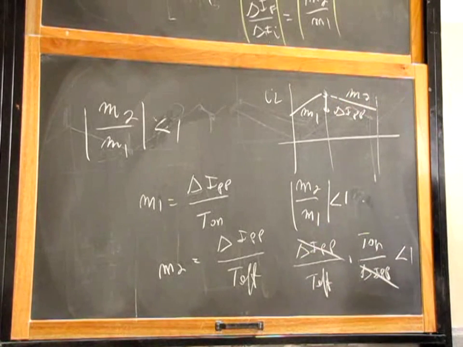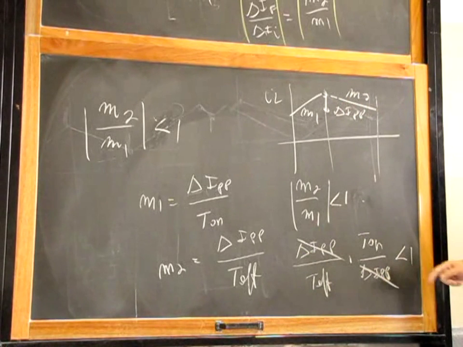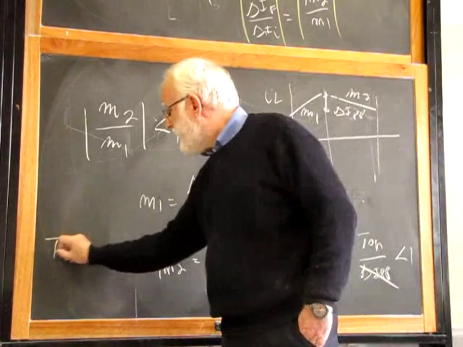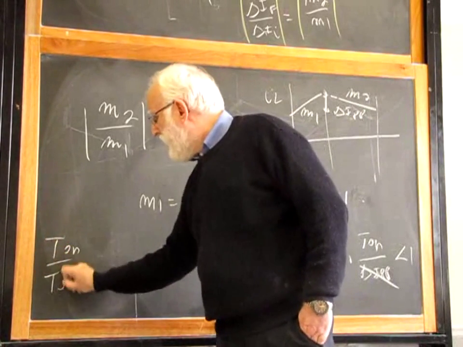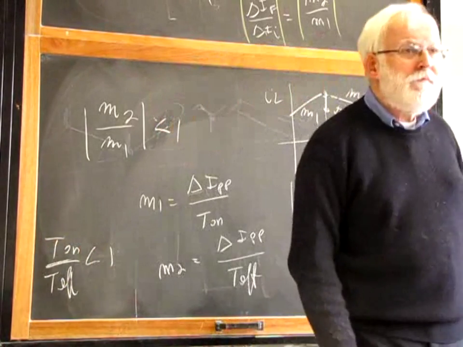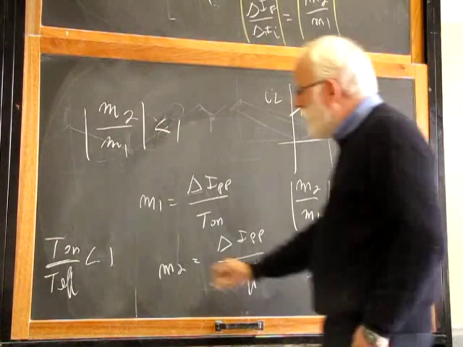This and this cancel out. Be careful, M2 is negative. So I should put an absolute value sign over here. And I get that the condition for stability is that T on over T off must be less than 1. This is the condition for stability.